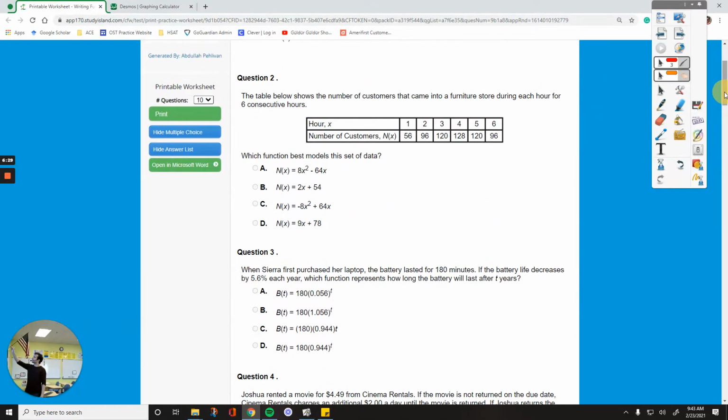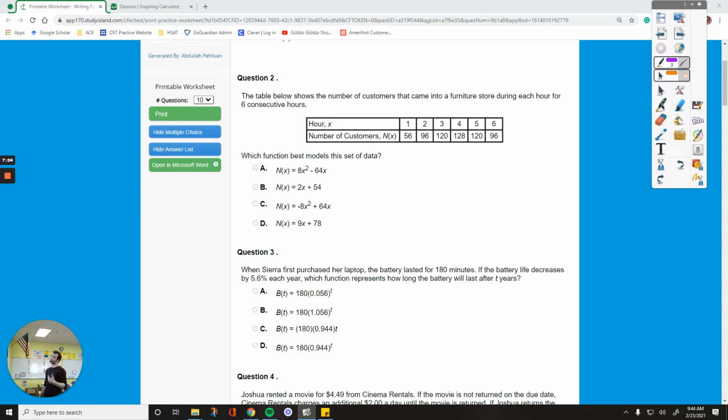Okay, this is a very common question, not just on Study Island, it's also on IXL. They give you a table, and then looking at the data in the table, they want you to figure out what kind of function best models the situation. If this is a multiple choice question, you are probably going to be able to do a process of elimination.